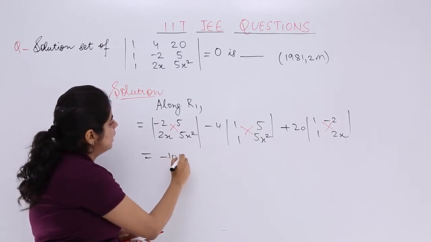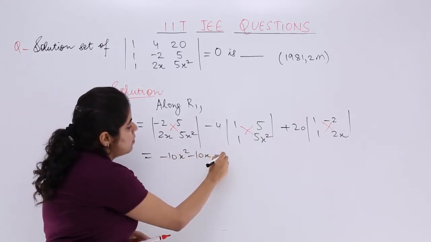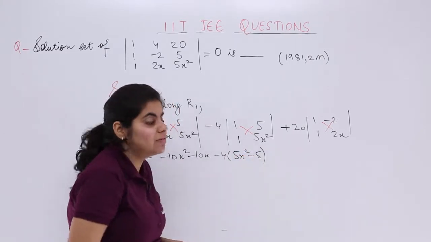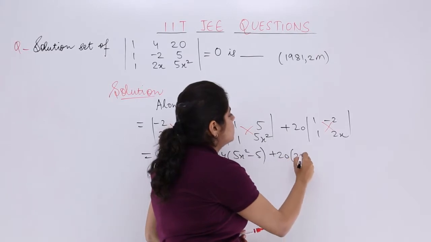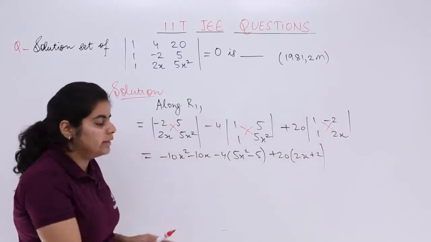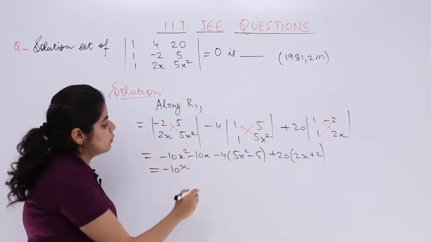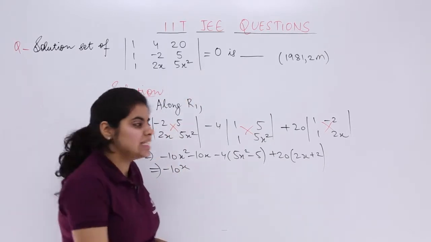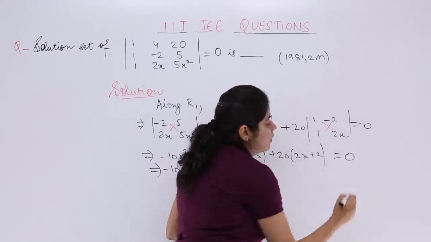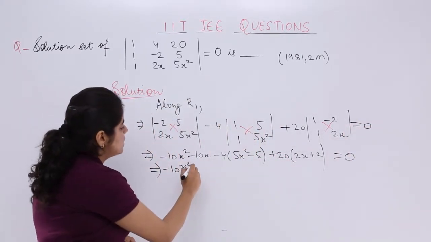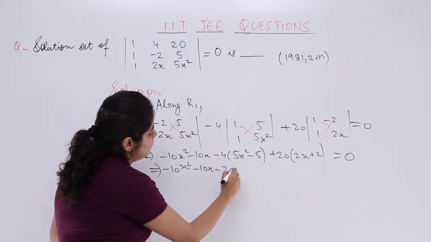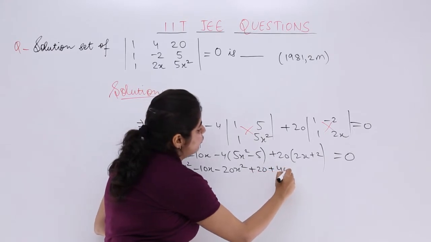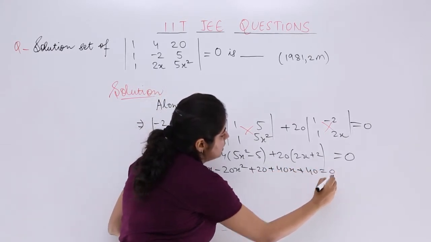So it is minus 10x square minus 10x. Minus 4 is outside. Inside is 5x square minus 5. Then again it is plus 20 into 2x plus 2. Expanding gives me minus 10x square. And remember, everything is equal to 0, so don't put equal to here, put implies, put equal to 0 here. Now it is minus 10x square minus 10x minus 20x square minus minus gives plus, so it is plus 20 plus 40x plus 40 equal to 0.